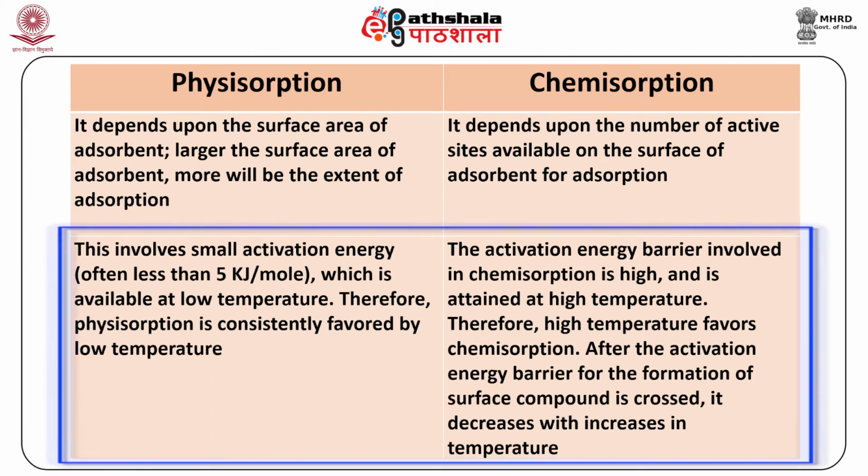Number 9. Physisorption involves small activation energy, often less than 5 kilojoules per mole, which is available at low temperature. Therefore, Physisorption is consistently favored by low temperature. However, the activation energy barrier involved in chemisorption is high and is attained at high temperature. Therefore, high temperature favors chemisorption. After the activation energy barrier for the formation of the surface compound is crossed, it decreases with the increase in temperature.